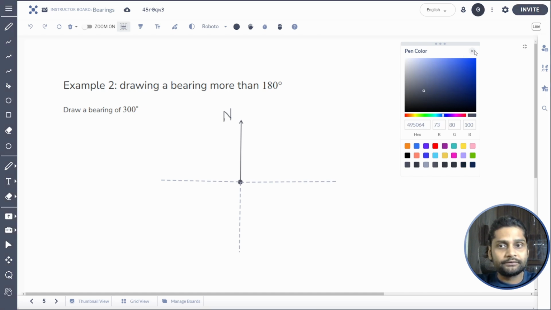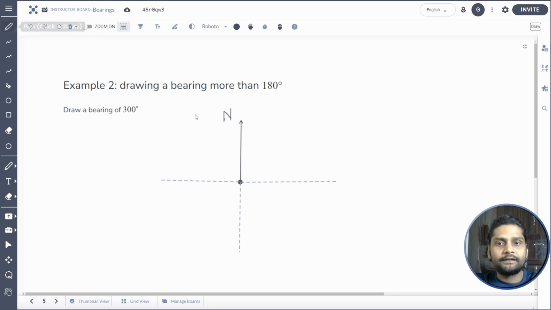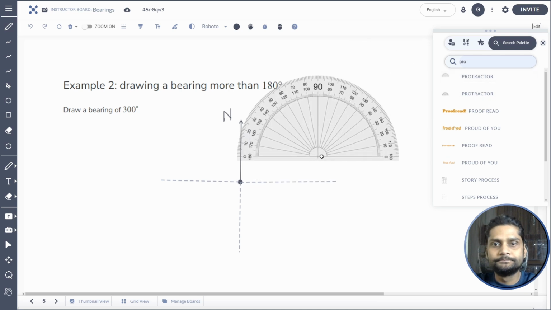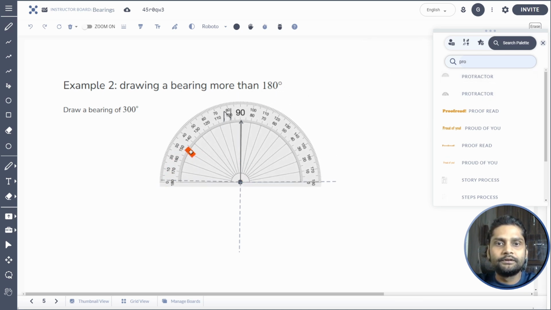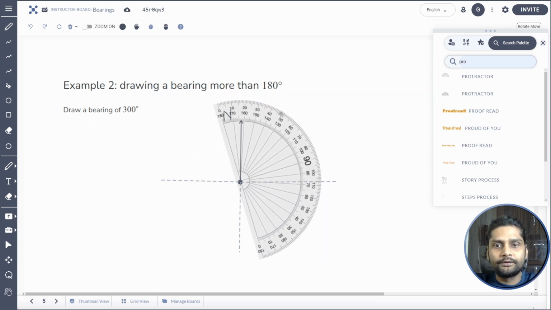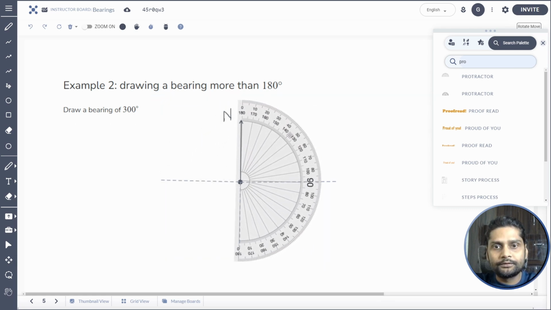Well, what we have to do after that, just as I explained, this is 90 degrees, this is 180 degrees, this is 270 degrees. So 300 degrees in the clockwise direction has to be somewhere in this region. So we can simply consider our protractor. We can just take out the protractor here, and as you know, this should be the 0 degree angle, like the north line has to be at 0 degrees. So I consider that to be 0 degrees only.